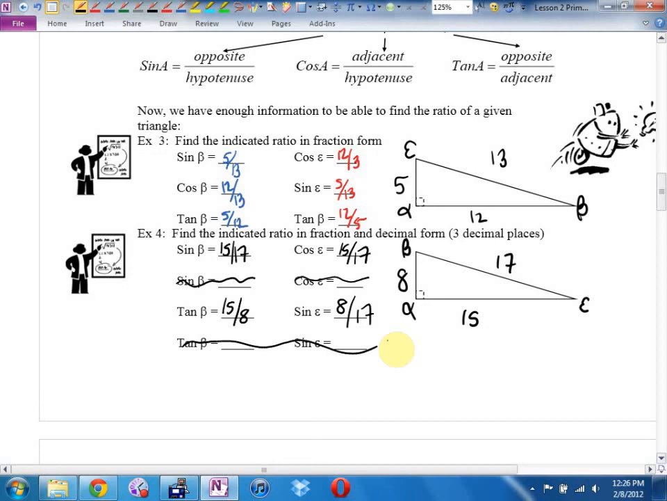Is that okay? I got cos epsilon 12 over 13, 5 over 13, 12 over 5, and then I got 5 over 17, 5 over 17, 15 over 8, 8 over 17. Am I wrong? Cosine, sorry? Example 3 or 4? Example 3, cosine epsilon is wrong, Mr. Dueck. And sine is wrong, Mr. Dueck. So those of you that copied it out wrong from me, shame on you.